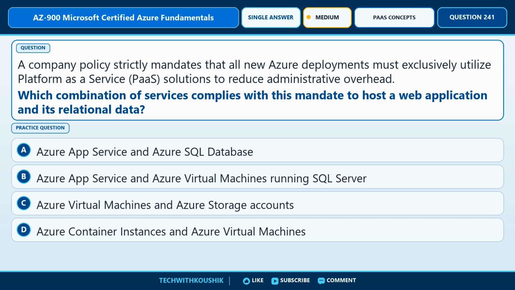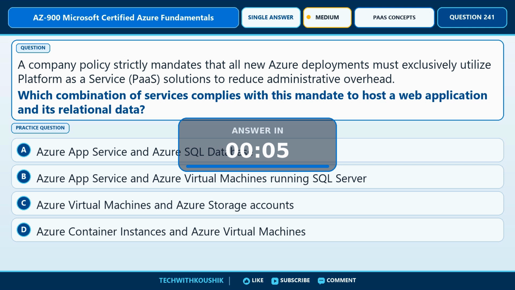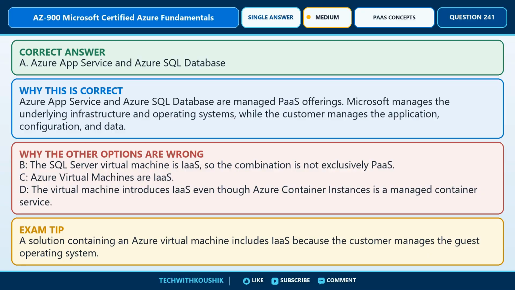Choice A, Azure App Service and Azure SQL Database. Choice B, Azure App Service and Azure Virtual Machines running SQL Server. Choice C, Azure Virtual Machines and Azure Storage Accounts. Choice D, Azure Container Instances and Azure Virtual Machines. In this case, choose option A, Azure App Service and Azure SQL Database.